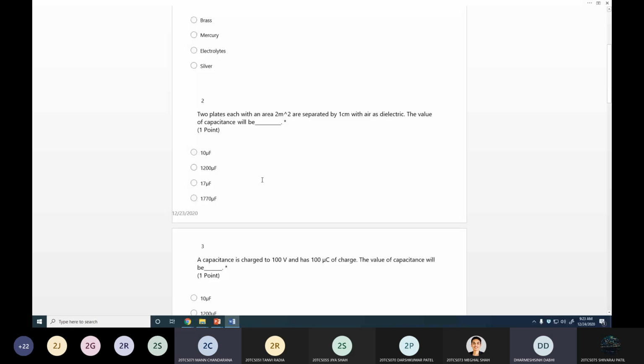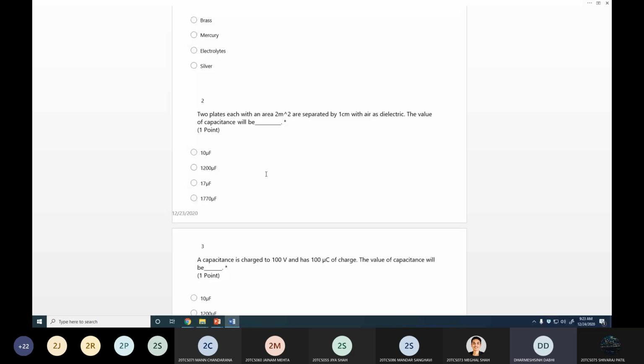Any other want to give the answer? Yes. Same. Okay. Which equation is used to calculate this value? Capacitance C is equal to epsilon naught A by D. Yes, so the capacitance equation is epsilon A by D.